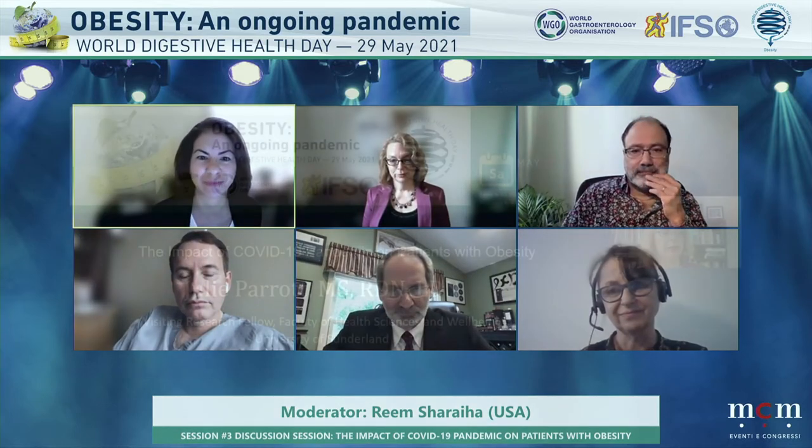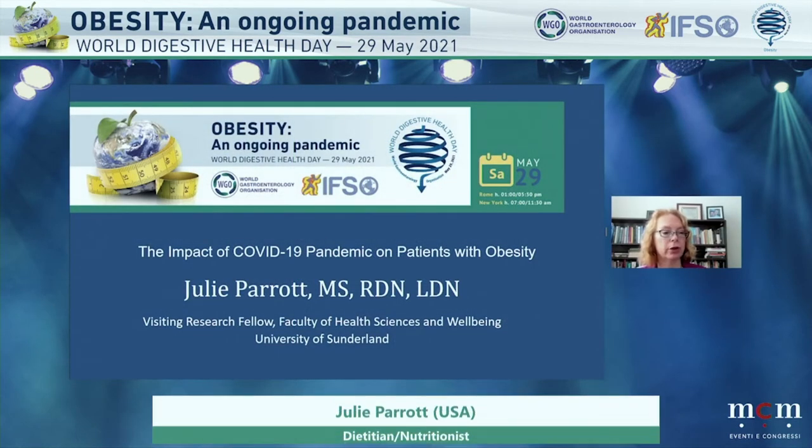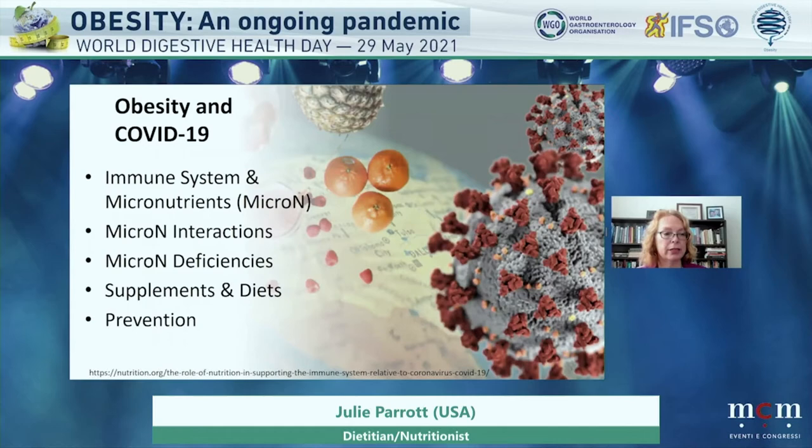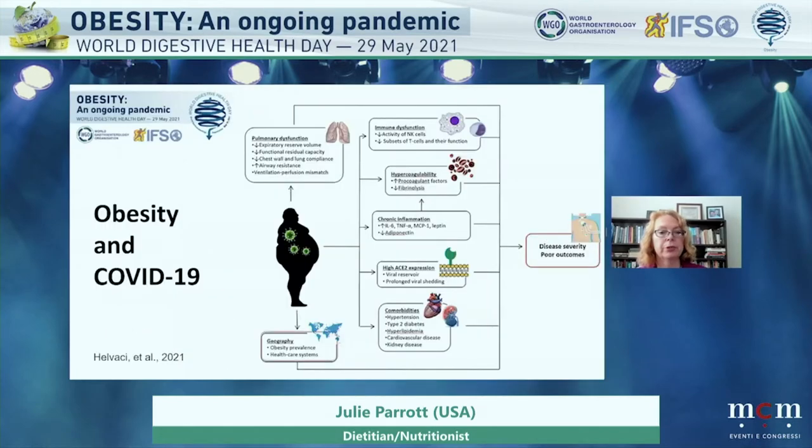Thank you very much for inviting me to speak on the impact of the COVID-19 pandemic on patients with obesity and nutrition. We'll briefly look at the immune system and micronutrients, interactions, deficiencies, supplements, diets, and prevention. 39% of adults in the world are overweight, with 13% of these adults being obese. In addition, we know that patients with obesity have some pulmonary dysfunction, comorbidities, chronic inflammation, and hypercoagulability.